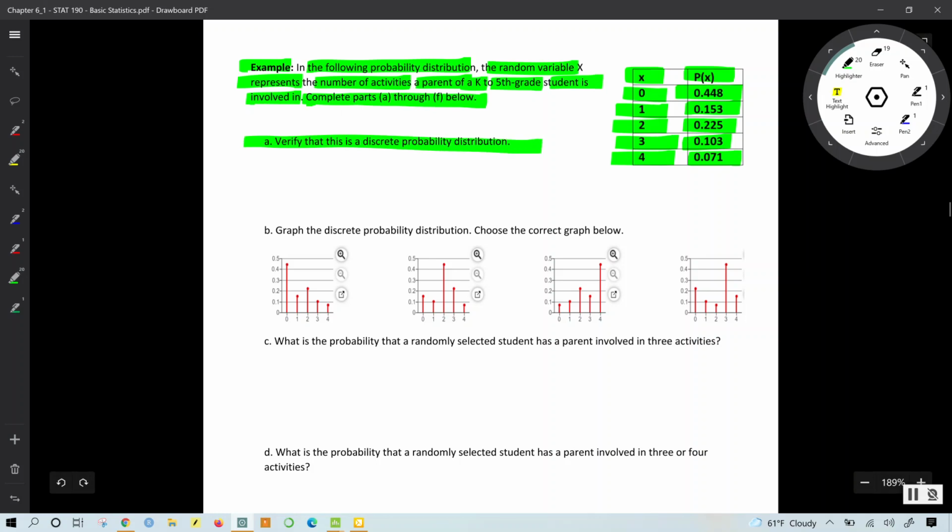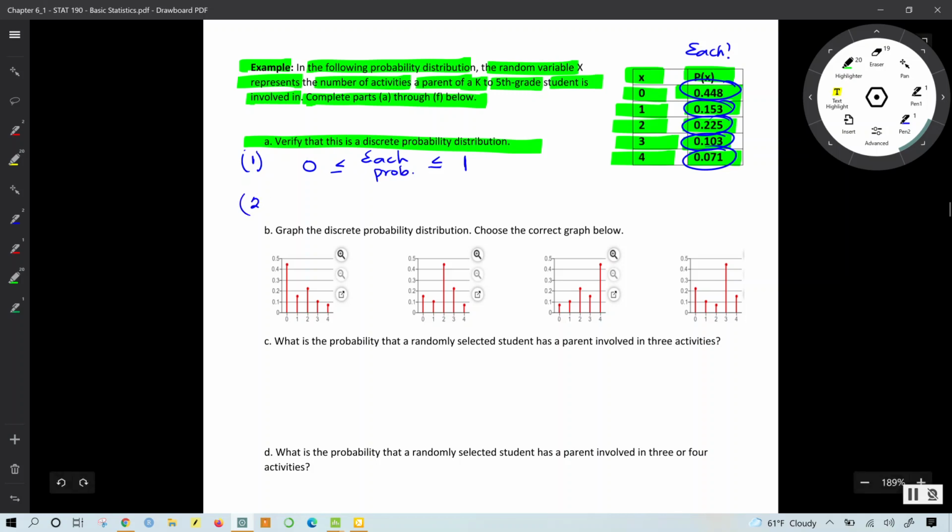First, we're to verify that this is a discrete probability distribution. What do you think will be our first step here? We'll need to check if each, emphasis on the word each, probability is a number between 0 and 1. Do you think that checks out? I think it does. So we can write that this way. Each probability is a number between 0 and 1.